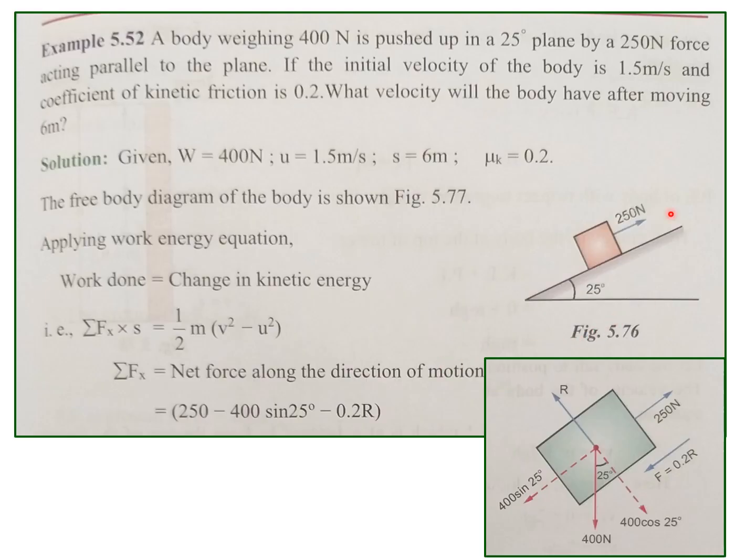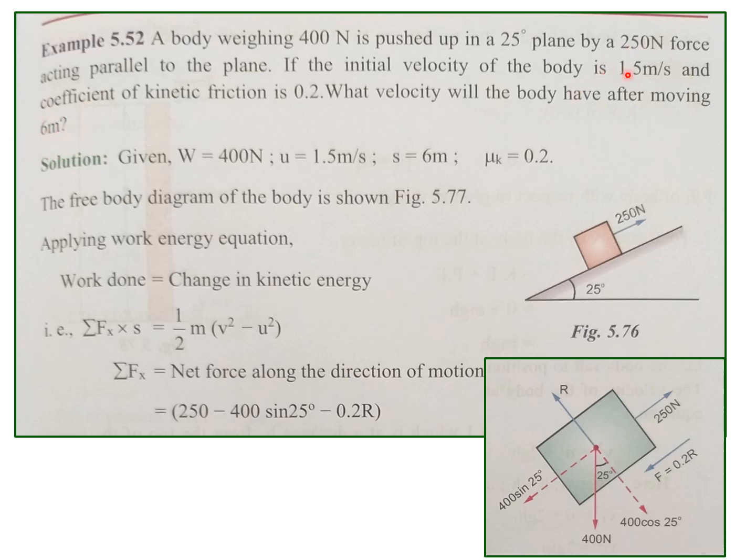Now this is another block. The self weight of the block is given as 400 Newton and it is pushed up a 25-degree inclined plane. So it is resting on an inclined plane. The angle of inclination of the plane is 25 degree. The applied force is 250 Newton. The initial velocity of the body is 1.5 meter per second. So here the initial velocity is given and the coefficient of friction is given. What velocity will the body have after moving 6 meters?